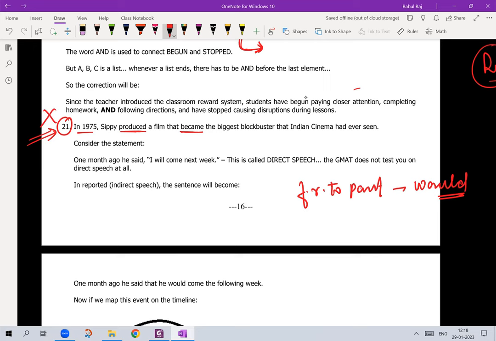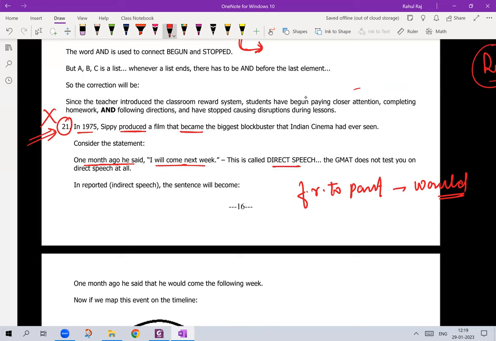With respect to GMAT, this sentence is 100% wrong. In 1975, Sippy produced a film that became the biggest blockbuster that Indian cinema had ever seen. Now see here: 1 month ago, he said, I'll come next weekend. This is what we speak in daily life, that Rahul has said that he will meet me next week. That's crap. You should not be saying this sentence.